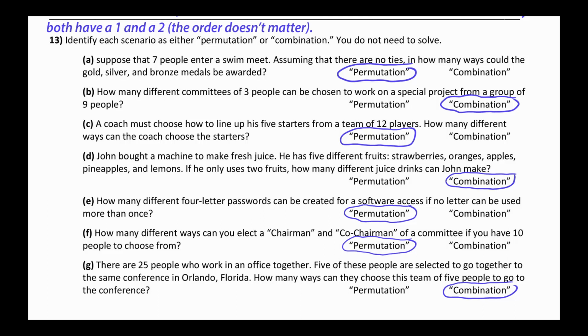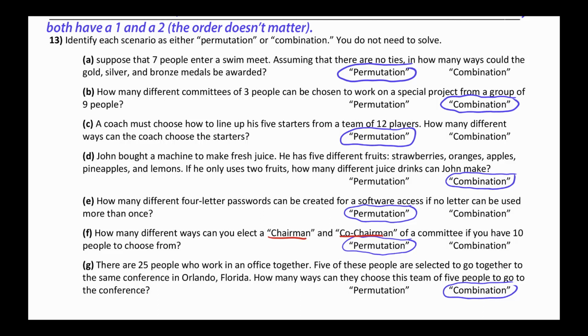F, how many different ways can you elect a chairman and co-chairman of a committee if you have 10 people to choose from? This is a permutation because it's a chairman and a co-chairman. All right, those are 2 different levels. And because you have 2 different levels, like a president and a vice president, the order matters.